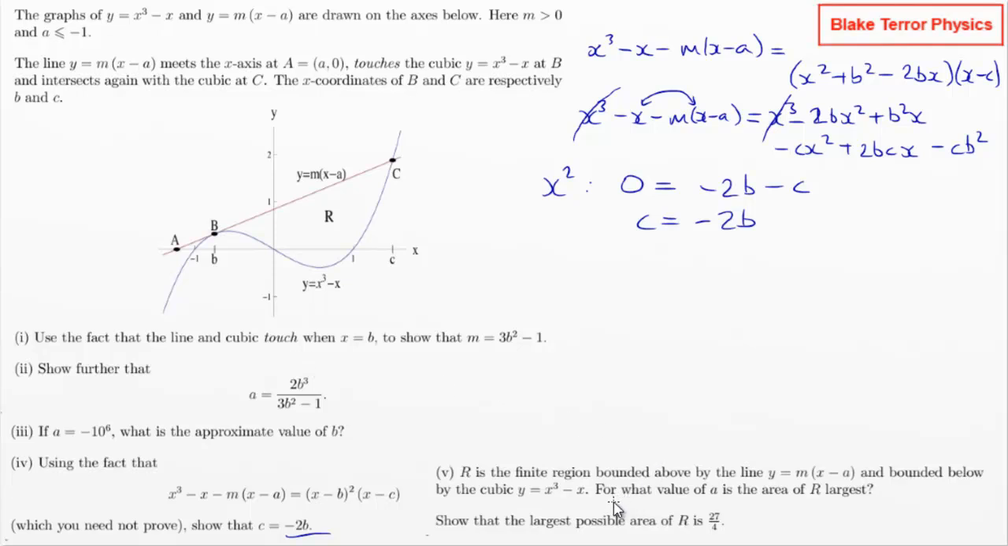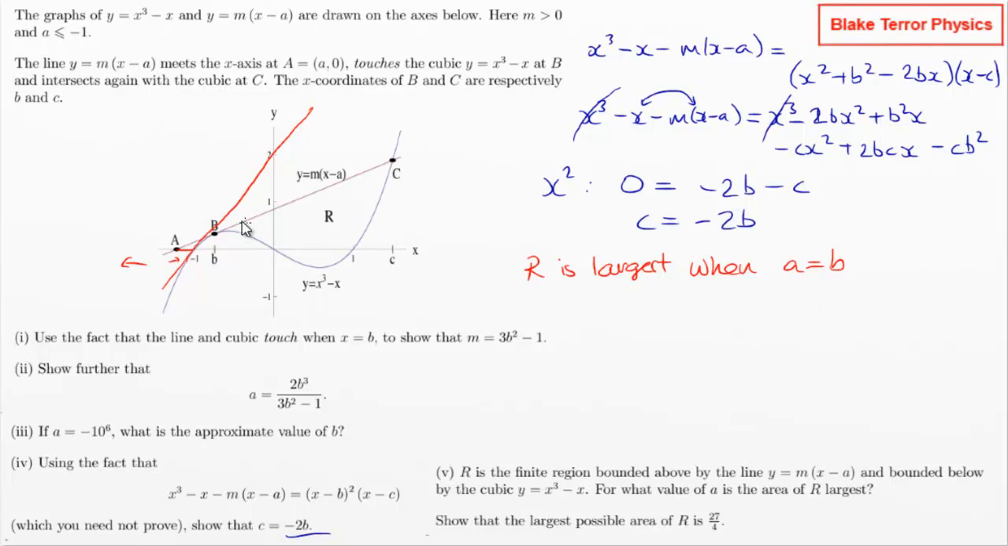For what value of A is the area of R largest? So what are we doing then? As we move A that way, it gets smaller. As we move that way, it gets bigger. We move this across here, then our line's going to be going up like this. So that's what we want to do. We want to move A across until it's actually at B. That'll be where it is the tangent. So right, we got R is largest when A equals B. Right, yeah.